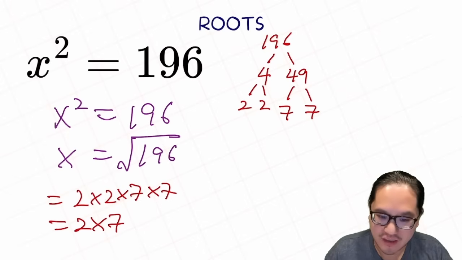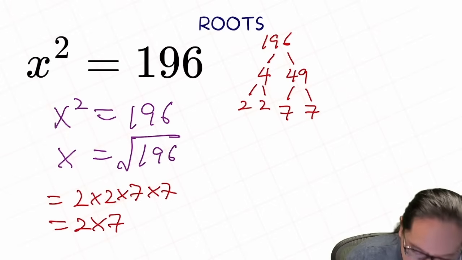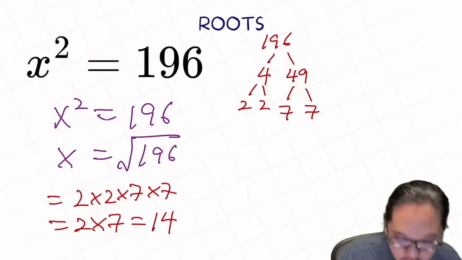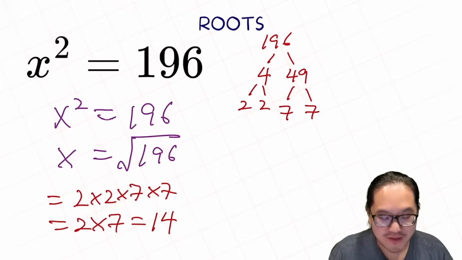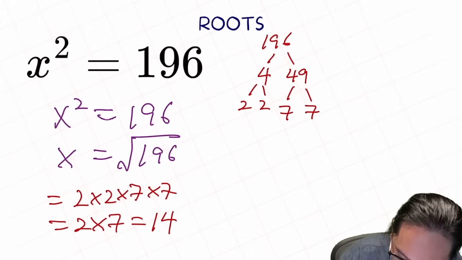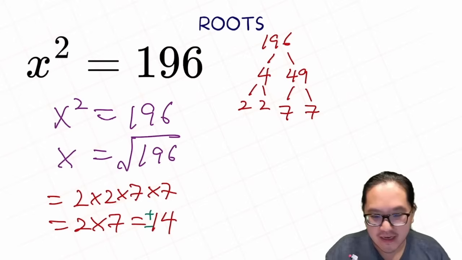So in this case, we just need one set, right? It's just 2 multiplied by 7, which will be equal to 14. But is that our final answer? Because Mr. Cheung always likes to trick you and teach you something, right? Yes, you're correct. The correct answer is actually plus and negative 14.